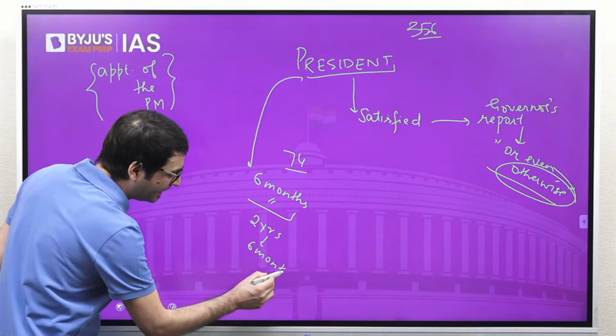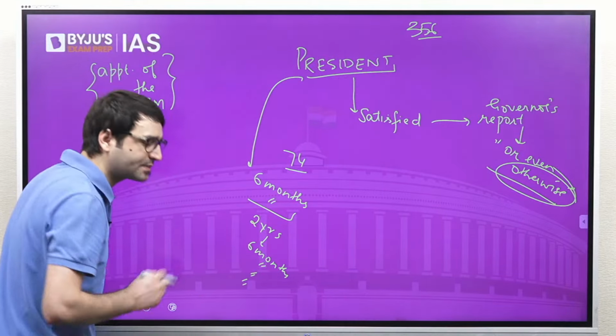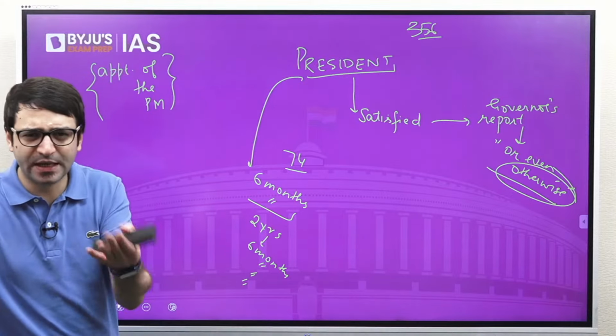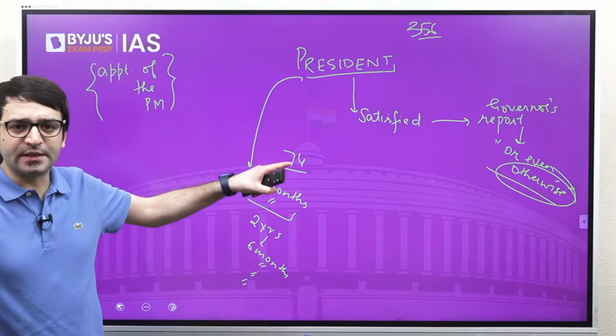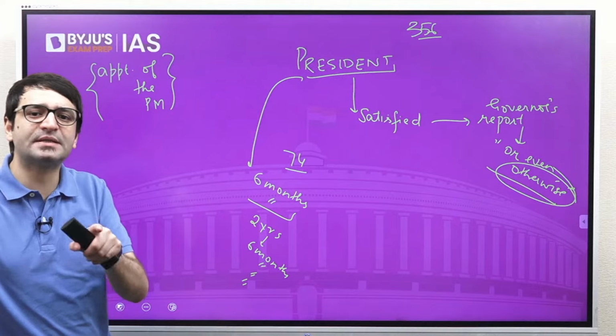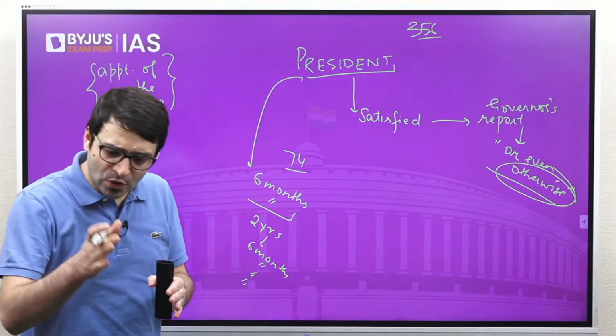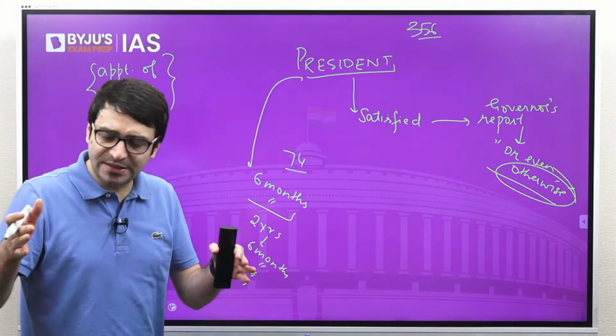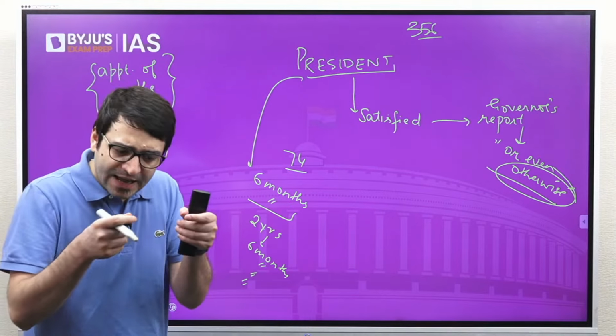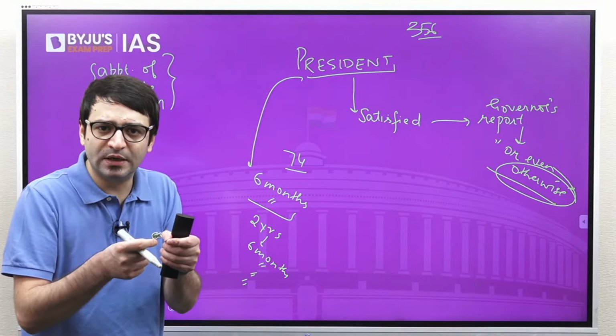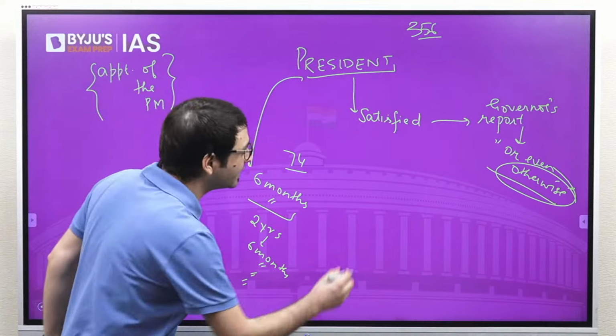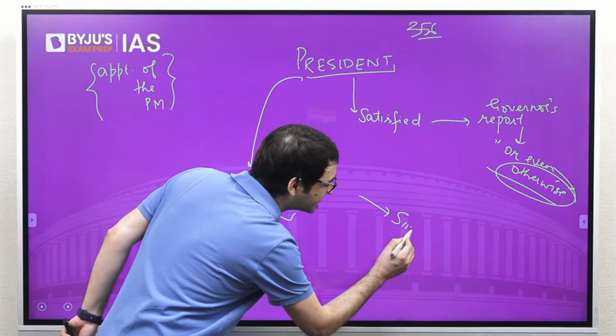But each time it can be only for 6 months at a time. This is something that you would have read. The point is, this President's rule, once it is imposed, both houses of the Parliament, Lok Sabha as well as Rajya Sabha, they have to approve this President's rule by passing a resolution by simple majority.